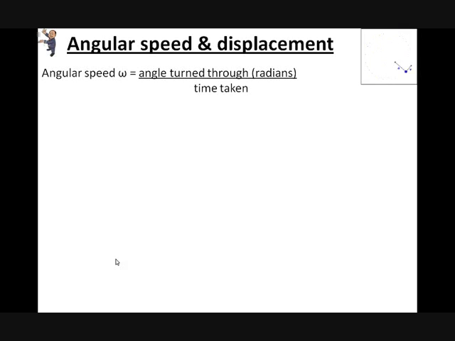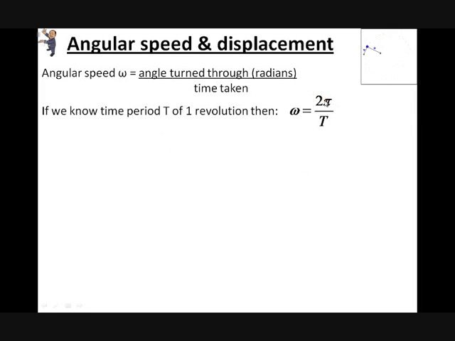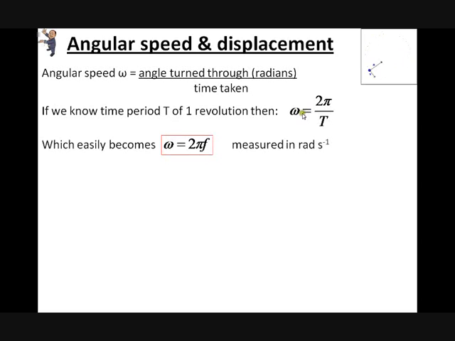It's similar to the normal speed equation, but instead of distance divided by time, or displacement divided by time, it's the angle turned through in radians divided by the time taken. So again, let's put in some stuff that we know. For one time period, that's 1 revolution, the angle that's been turned through is 2 pi, because we've already defined that, and the time taken is the big T, which is the time period. So omega, which is the symbol for angular speed, becomes equal to 2 pi over T.